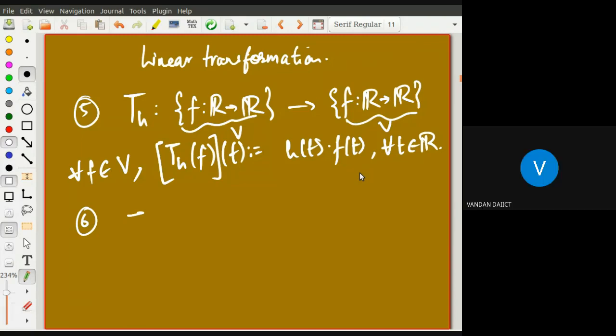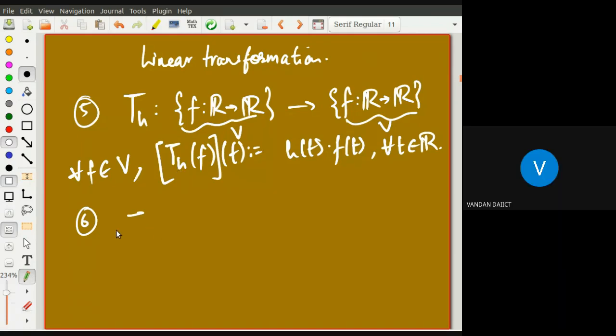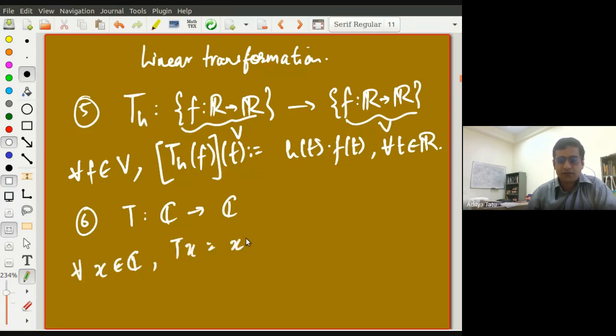Yes, sir. And h, of course, I've not specified here, but h is some specific function from the vector space. All right. Okay, let's look at another example. T from C to C, T maps x in C: Tx is equal to x complex conjugate. Is this linear?